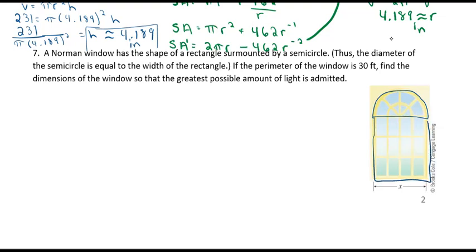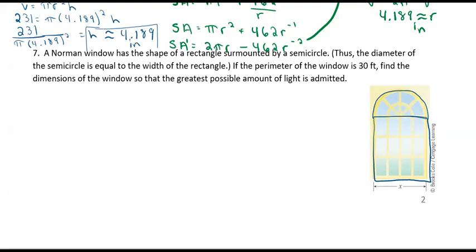So what we know is that the diameter of the circle right here is equal to the length of the rectangle. They say the width right here, the width of the rectangle. And that's what this piece in parentheses means. Thus, the diameter of the semicircle is equal to the width of the rectangle. If the perimeter of the window, the whole window itself, the perimeter is the whole outside. This piece right here that's connecting the semicircle and the rectangle doesn't count as part of the perimeter. If the perimeter of the window is 30 feet, find, and basically we want the biggest window possible.